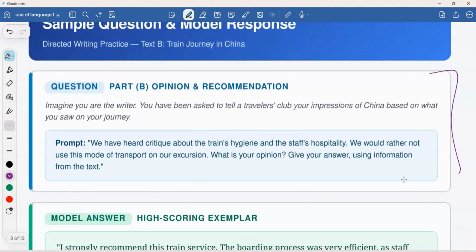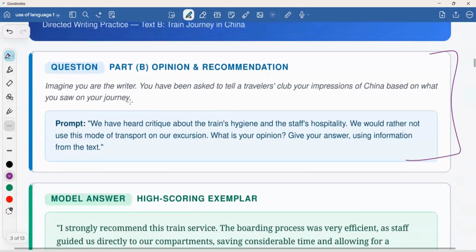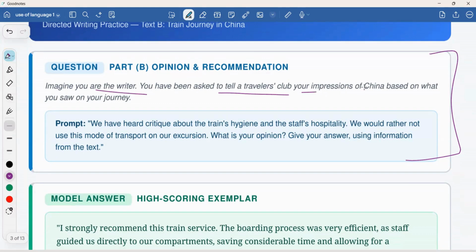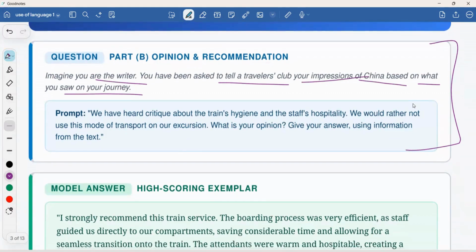So this is a proper question. This is how you will get the question in your paper. Imagine you are the writer. You have been asked to tell a travellers' club about your impression of China based on what you saw on a journey. So this is basically a critique about a train journey in China, and the character really liked this journey. They are basically praising the train's hygiene and the hospitality of the staff.